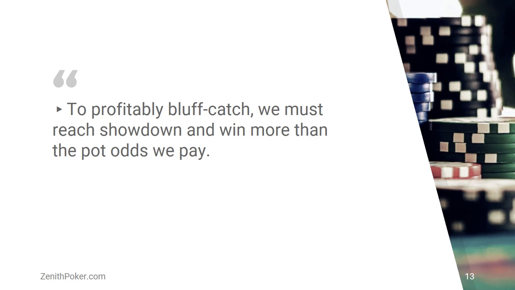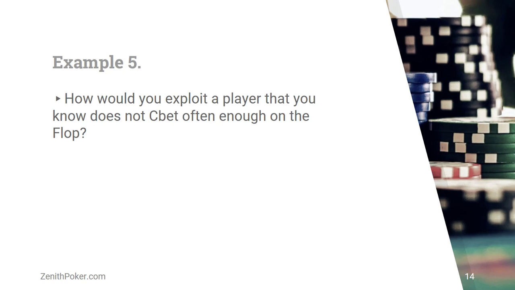All right, let's move on. So question 5. How are you going to exploit a player that doesn't c-bet enough on the flop? So say you're in the big blind and you've called an open. Right, how are you going to exploit this player? Are we out of position? Not necessarily. Okay. But how are you going to exploit the player? Let's say you're out of position just to make it easy. Okay, let's say we are in the big blind and the player doesn't c-bet.